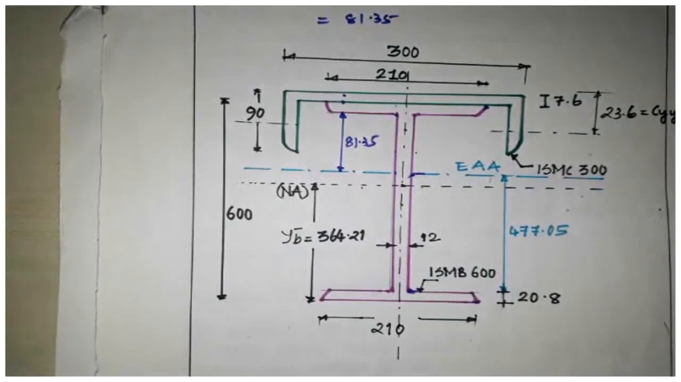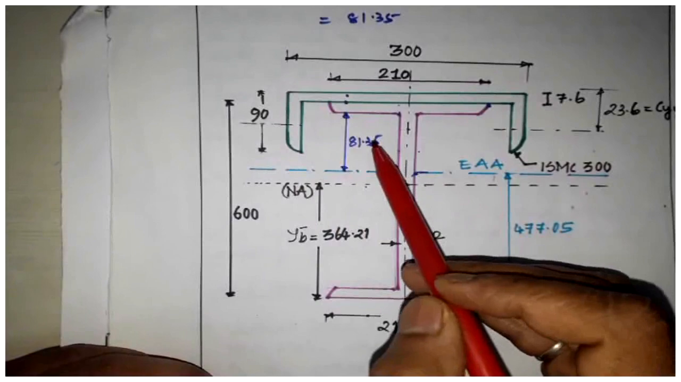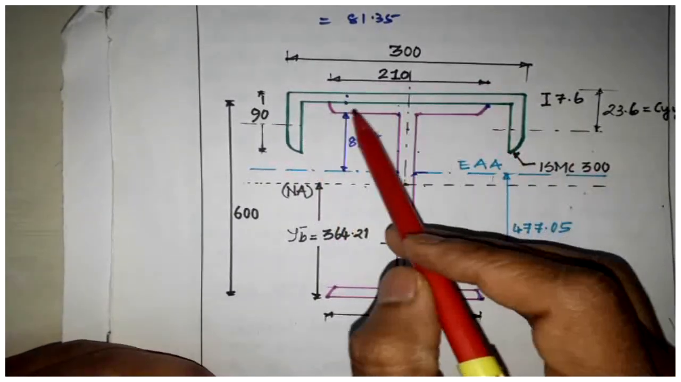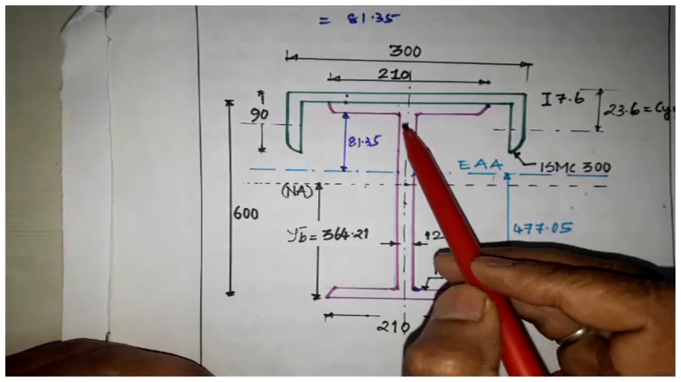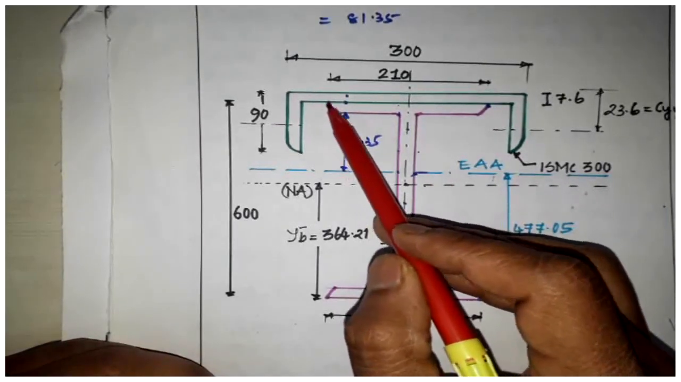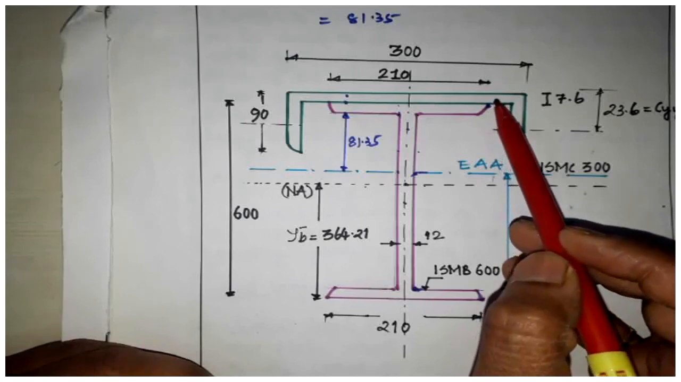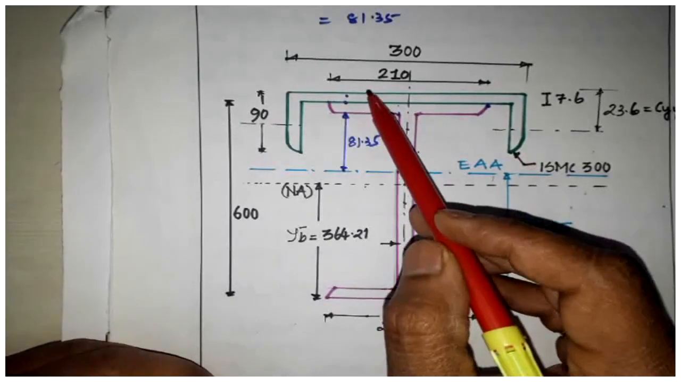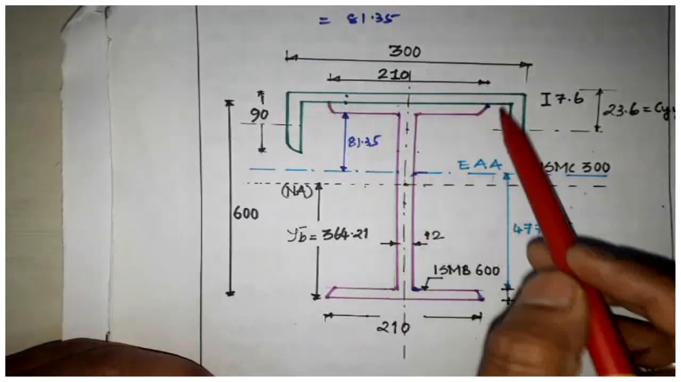So what I am trying to say here is, we have the channel section and we have the I section. The channel section is resting over the I section, so we need to provide the connection details between these two. If you are providing welding, we should provide the weld according to the forces acting over the gantry girder. And if you are providing bolting, we need to provide the bolting here. We are going to discuss that.